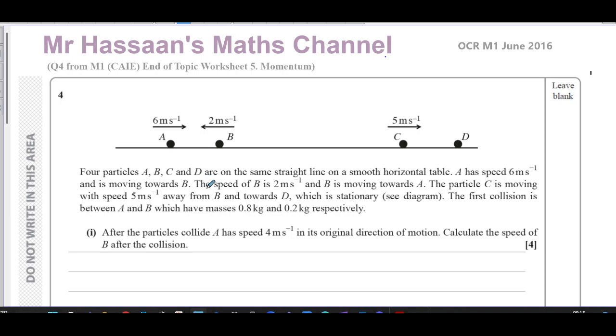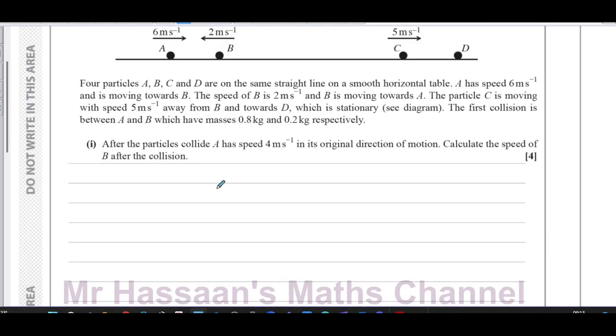Okay, so now what I'm going to do is, as I always like to do, although there's a diagram drawn, I'll draw my own diagram. I'm going to have A, which has a mass of, as they told us, 0.8 kilograms. We have B, which has a mass of 0.2 kilograms.